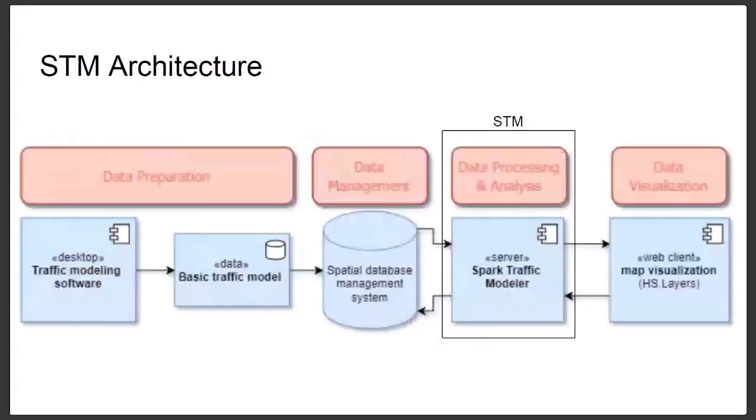A little bit about the architecture of Spark Traffic Modeler. You will see a similar diagram during this webinar that actually shows the architecture used during the hackathon. But either way, we need data that are usually processed in desktop GIS software. Then they are saved in a spatial database. After that, they are processed by the Spark Traffic Modeler, which runs on a server, and then via the STM API, it's pushed forward to a web graphical user interface.